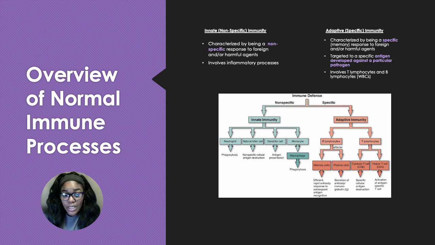Versus adaptive immunity, that is specific to various antigens that have been presented to the body. So in this immune response, we have a memory component. The body remembers that it was exposed to this particular agent or harmful pathogen, and the body mounts an even more detailed response as it relates to that pathogen. It does involve lymphocytes, particularly those T lymphocytes and B lymphocytes. Those are also known as white blood cells. And again, the body is remembering that there was an exposure. So you normally see a more aggressive response by the body to help get rid of that antigen.